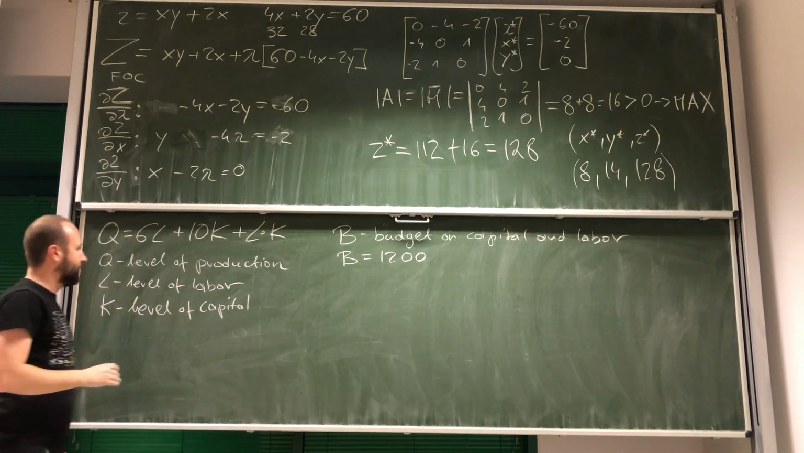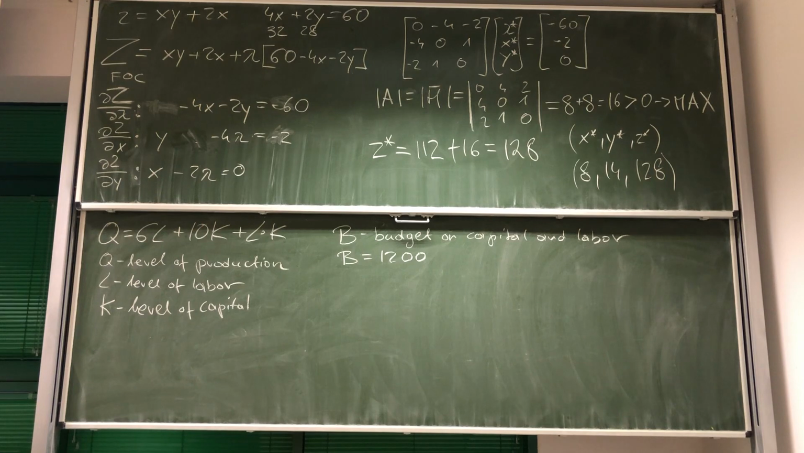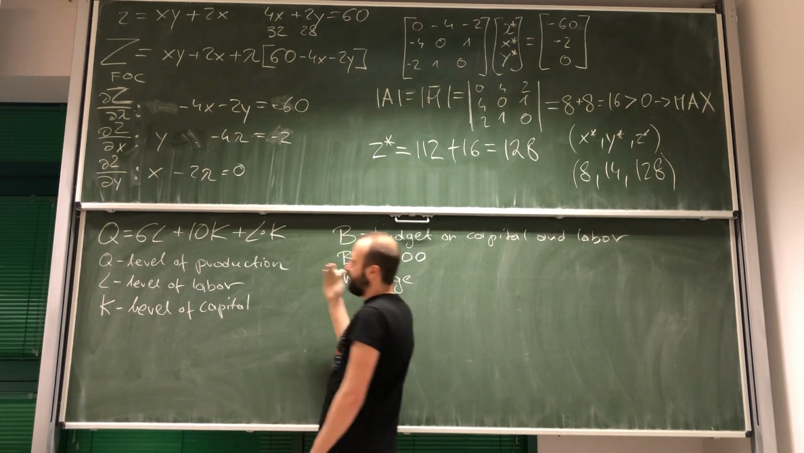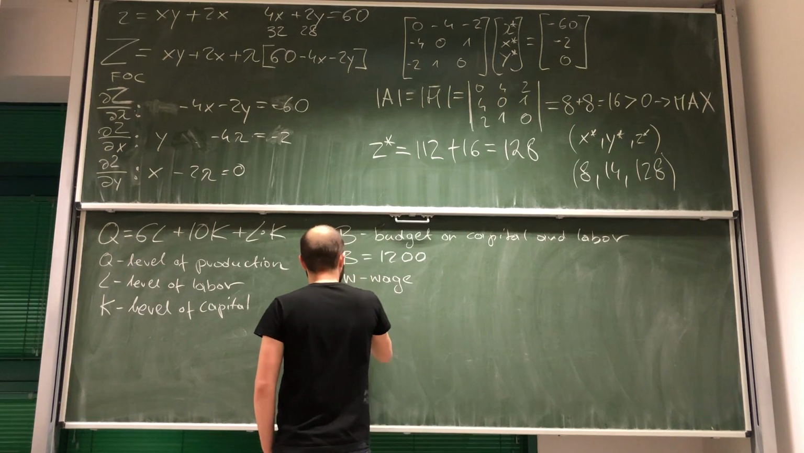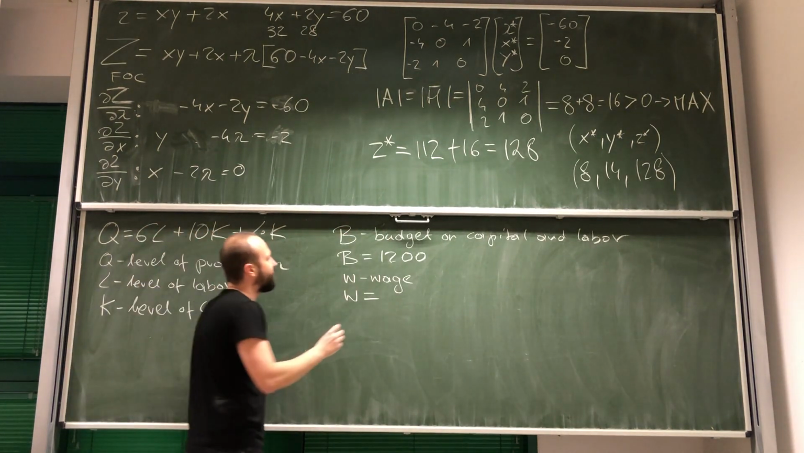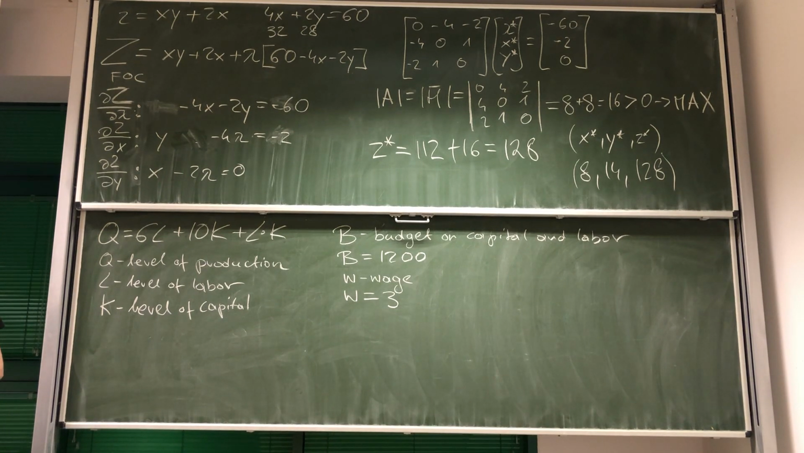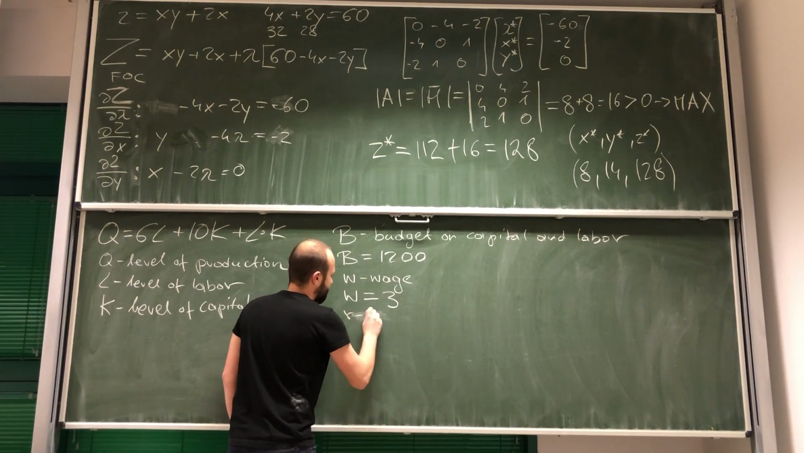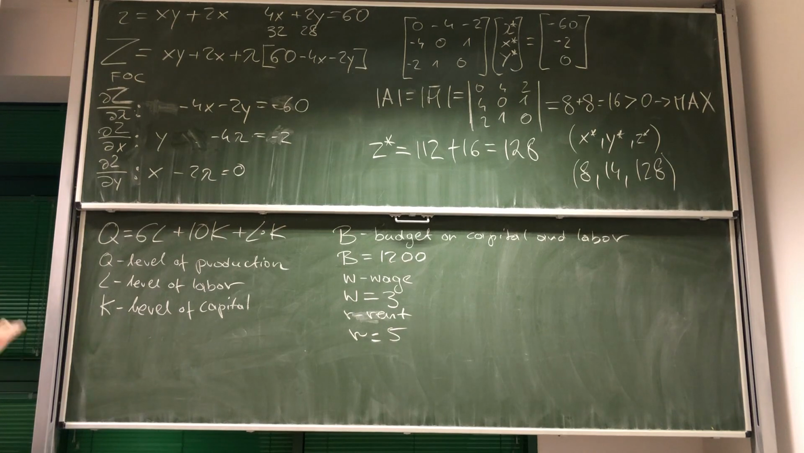Okay? Then, of course, we need to remember that if the company wants to produce anything, it needs to pay for the services of workers. So, it needs to pay wage. Wage, of course, is what workers are making per hour or per day, depending on the context. And let's just say in our case, wage is equal to $3. Now, of course, the company also needs to pay for the services of capital. How much does it cost? $5. Okay. So they need to pay rent. Rent is a payment for services of capital. So R is equal to $5.